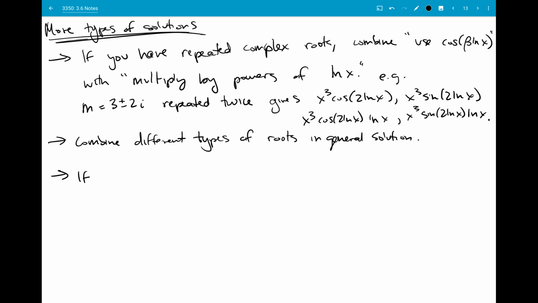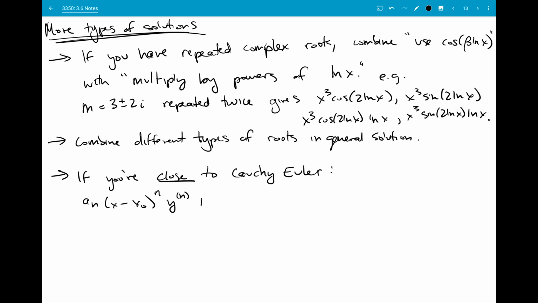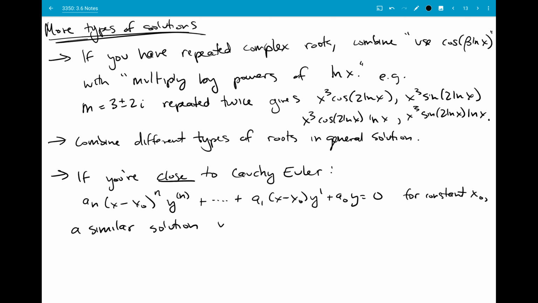And then if you have something that's close to Cauchy-Euler but a little bit different, where you would have a_n times (x minus some number x0) to the nth power, nth derivative of y, down through a1 times (x minus that same number) y prime plus a0 y equal to 0, for constant x0, you're just going to take a similar type of solution: y equal to (x minus x0) to unknown power m will work.